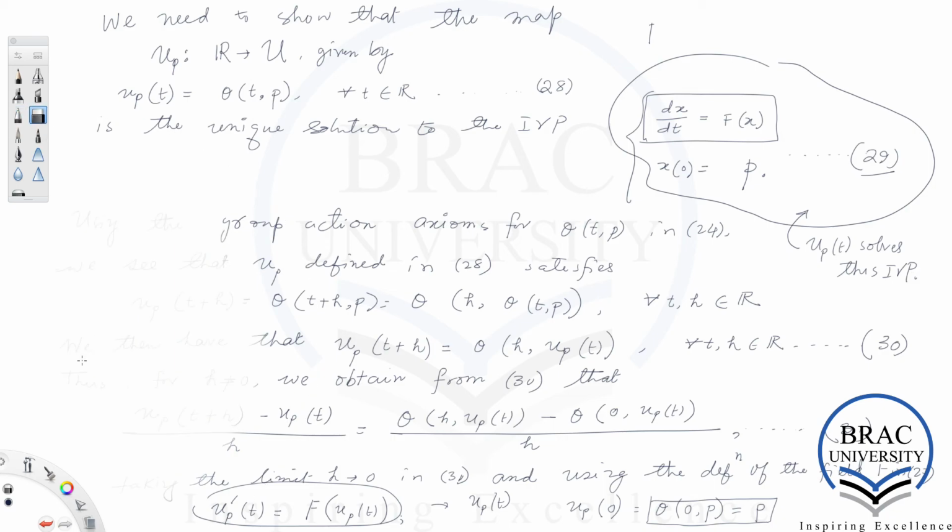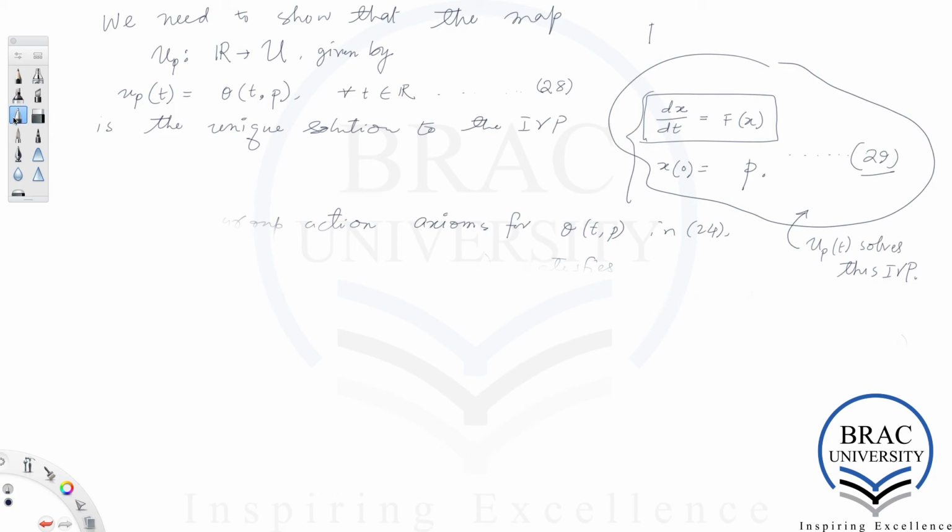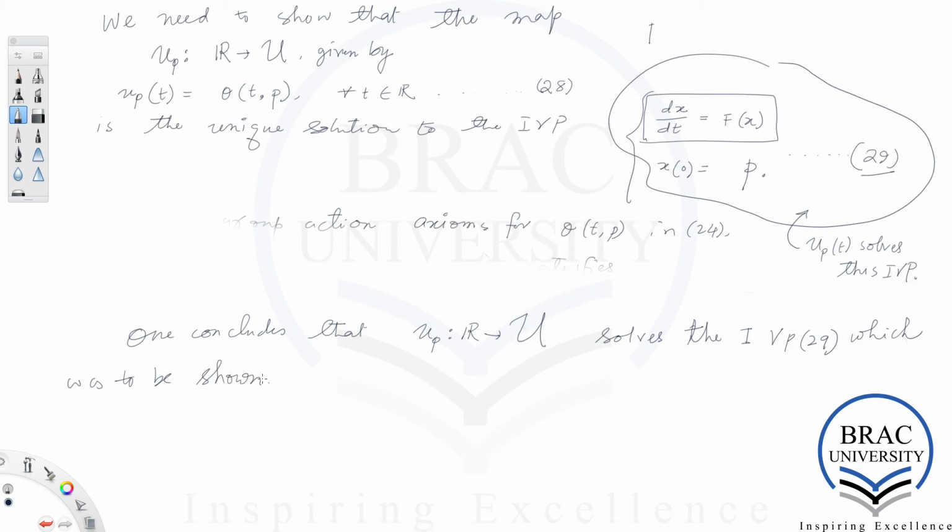So what's the conclusion then? If u sub p solves this IVP, then one concludes that u sub p from R to big U solves the IVP 29, which was to be shown, right? This is what we wanted to show. This is a global solution of the initial value problem 29. Good.